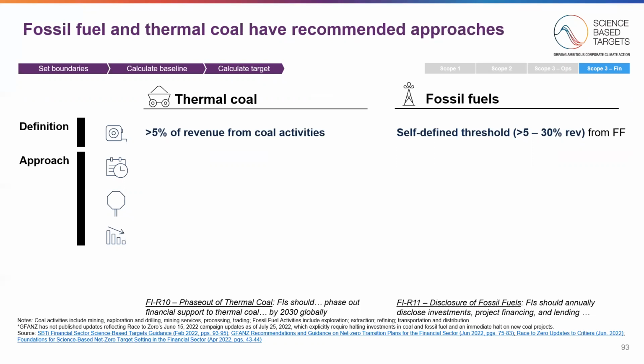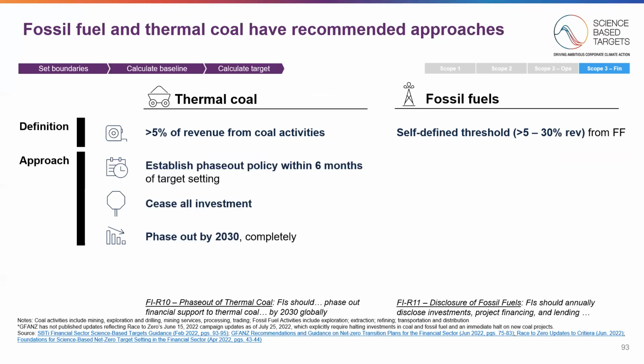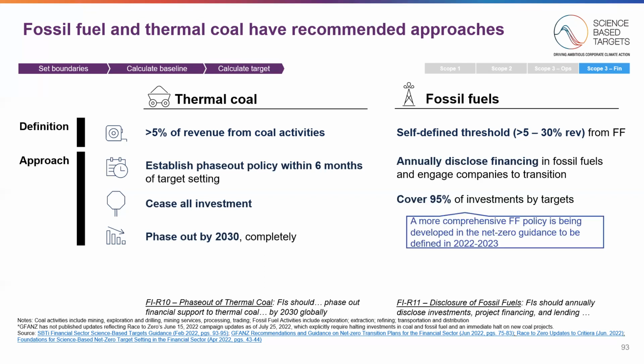In this scenario, companies with less than 20% of their revenue from fossil fuels would not be considered a fossil fuel company. With regards to the approach that SBTI recommends, financial institutions should establish a phase-out policy for investments in thermal coal and cease all new investments. This phase-out should be completed by 2030. For fossil fuels, SBTI recommends that financial institutions disclose their current financing of fossil fuels and continue to engage and influence their transition. All fossil fuel investments must be covered by the targets within the previously discussed 95% coverage requirements.